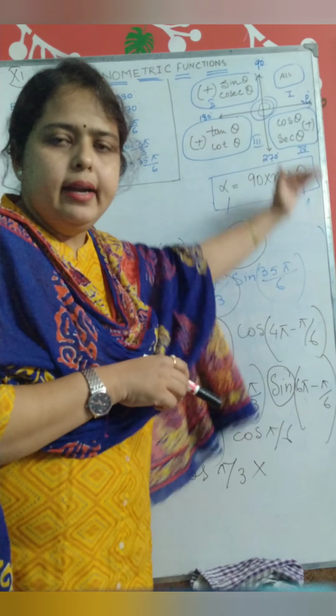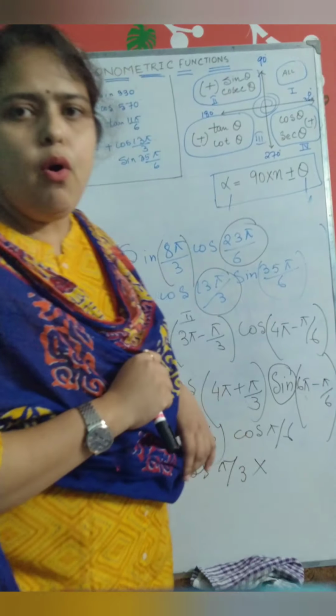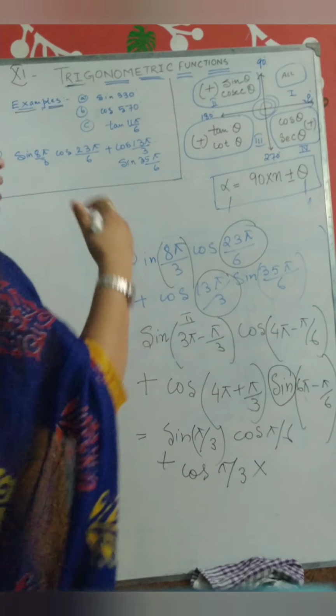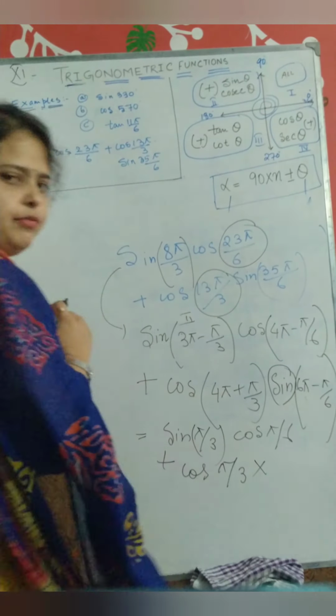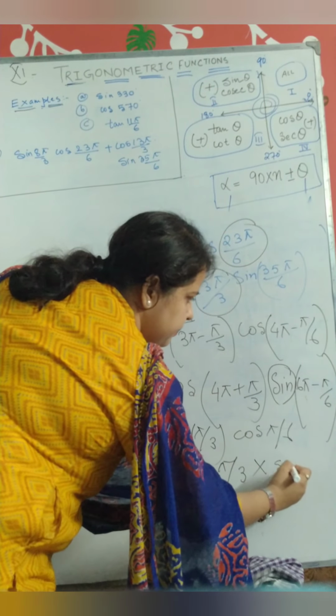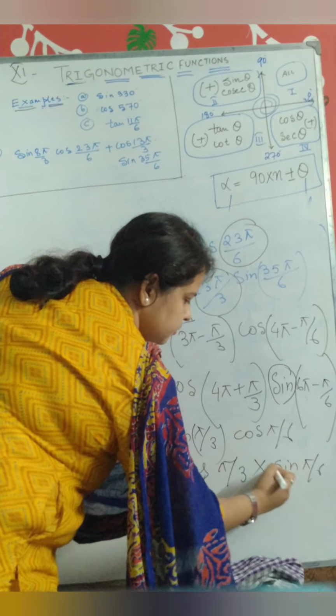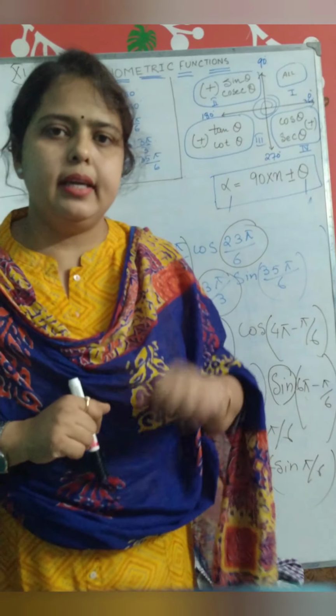So I'm landing in which quadrant? Fourth quadrant. Fourth quadrant means a negative sign for sine. So it is going to give me the value, but with a negative sign.